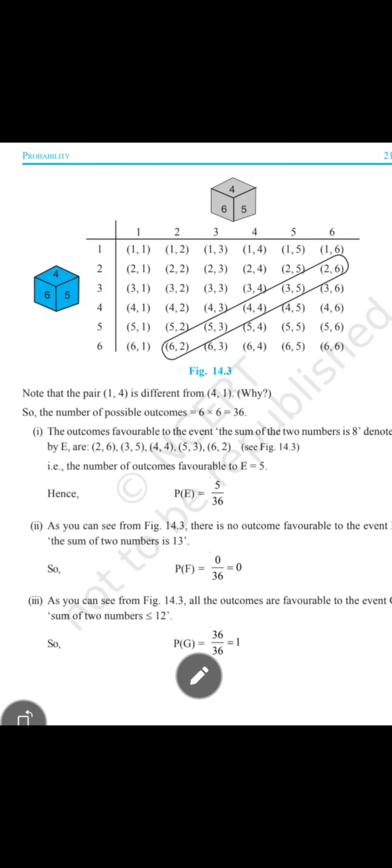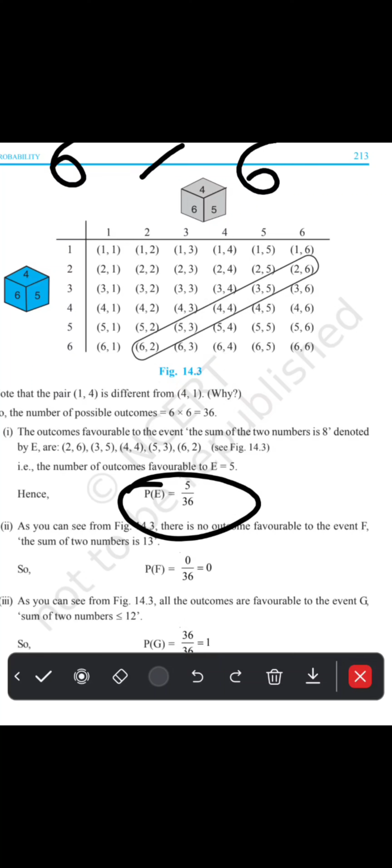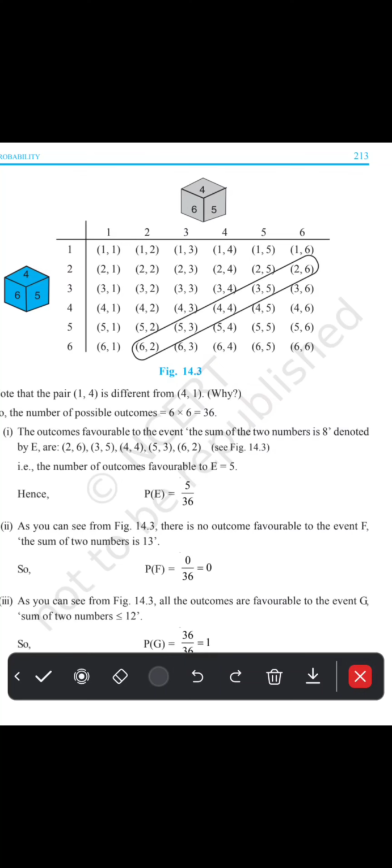See, the sum of the two numbers is 8. So 2 and 6, 3 and 5, 4 and 4, 5 and 3, 6 and 2. They counted it, so the total number of favorable outcomes is 5. How many total possibilities? One dice has 6 possibilities, the second dice has 6 possibilities. So that is 36 possibilities. This will be the denominator, and the favorable outcome is 5. So 5/36 is the probability of 8, when we roll the dice and the sum of the numbers is 8.